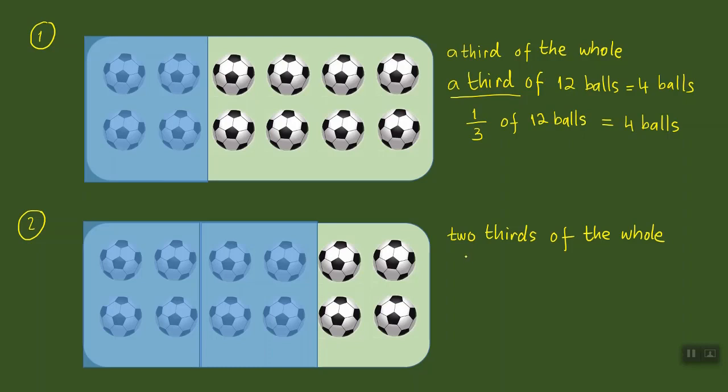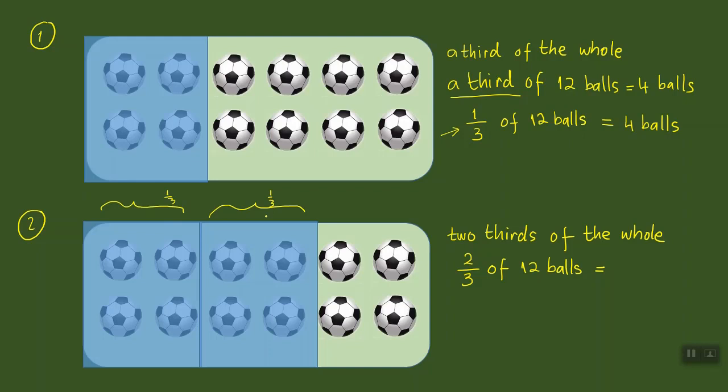So 2/3 of 12 balls is how many balls covered by the blue layers? Before, we saw that 1/3 of 12 balls is 4 balls. So if it is 2/3, it must be 2 times 4 balls. 2 times 1/3, so 2 times 4 balls. One time is 1/3, and then 2 times.